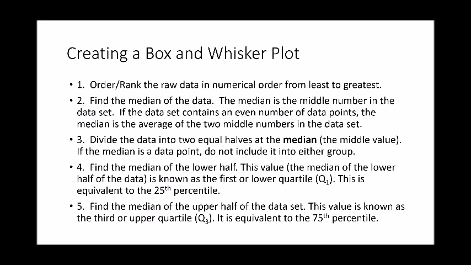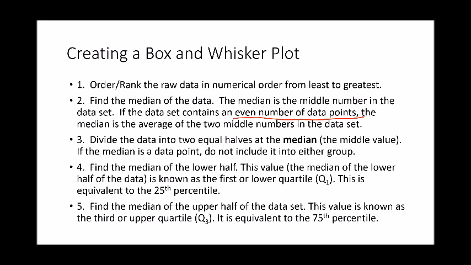To create a box and whisker plot, you first order or rank the raw data in numerical order, starting at the least and going up to the greatest. You then find the median of the data set. Remember, the median is the middle number, assuming you have an odd number of data points. If you have an even number of data points, you take the two middle numbers and average them to get the median.